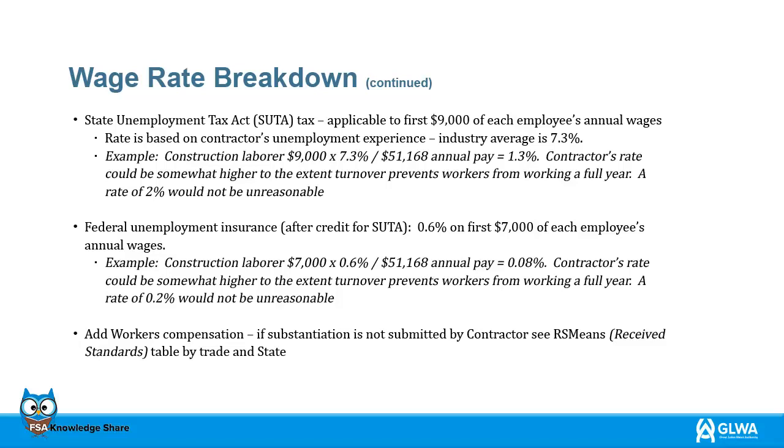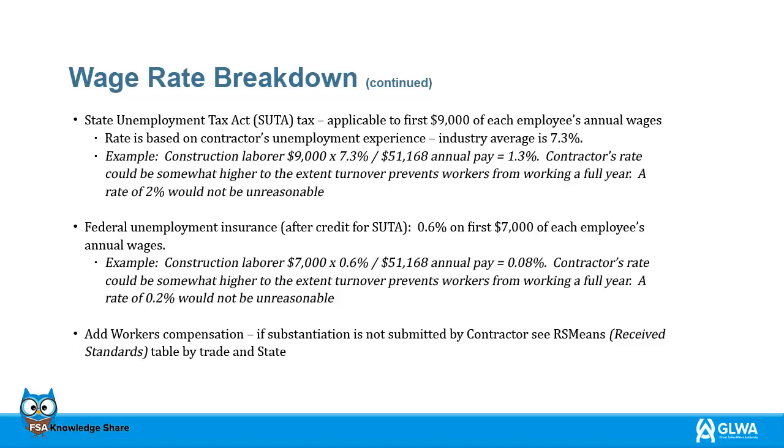State Unemployment Tax Act, applicable to the first $9,000 of each employee's annual wages. The rate is based on contractors' unemployment experience. The industry average is at 7.3%. Here is an example for a construction laborer. $9,000 times 7.3% divided by $51,168 annual pay equals 1.3%. The contractor's rate could be somewhat higher due to turnover that prevents workers from working a full year. A rate of 2% would not be unreasonable.